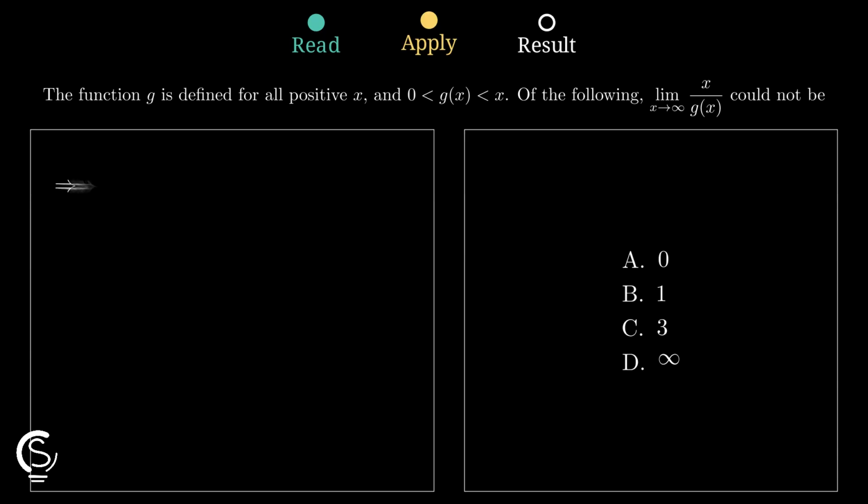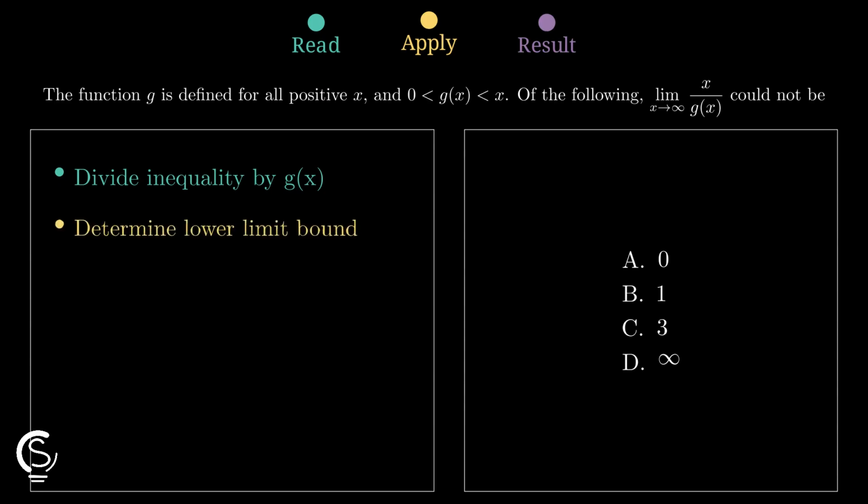Because the ratio x over g is strictly greater than 1 for all positive values, the limit as x approaches infinity must be greater than or equal to 1. 0 is the only option less than 1. This makes it impossible, so option A is correct.